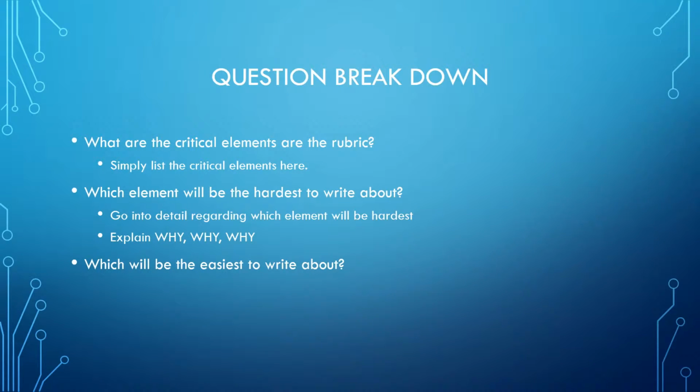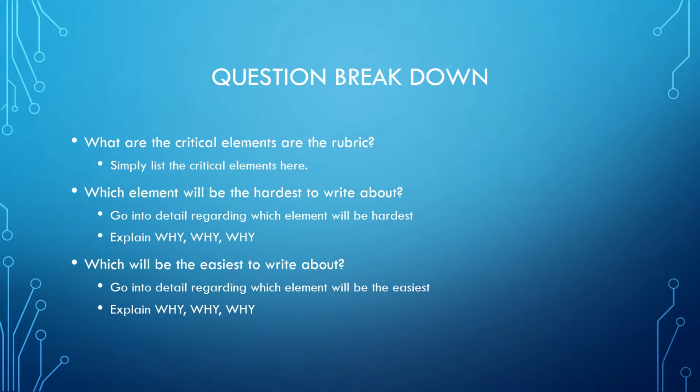The next thing, which will be the easiest to write about. The same thing you just did for the element that was the hardest, talk about the easiest. The easiest element for me to write about will be initial motivations, period. Then you'll go into detail on why your initial motivations will be easiest for you to write about. Detail, detail, detail, explain why.